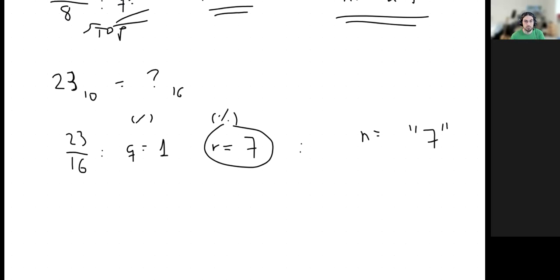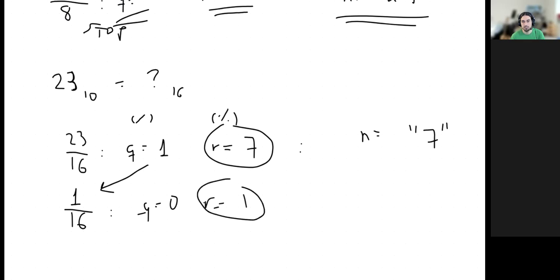As you're building this n number, you then take the quotient and use that as the next iteration for the algorithm. And that gives you 0 for the quotient, remainder of 1. Take the remainder and put it at the beginning of n. So n is now the 7 followed by the 1 on the left.